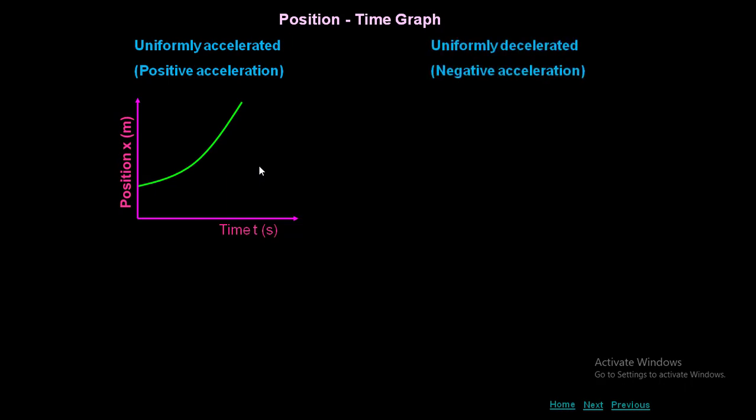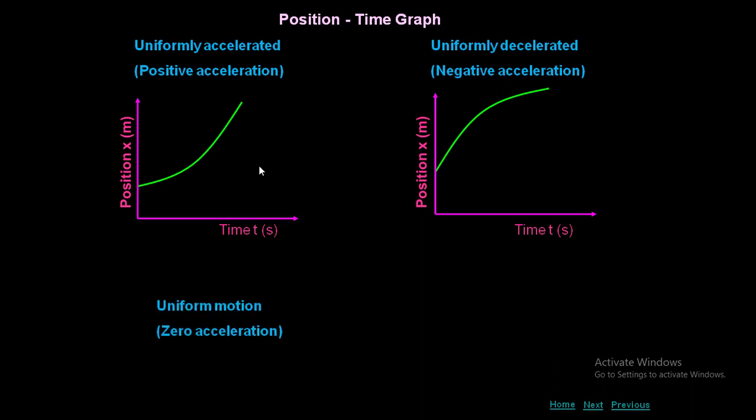Now, to represent a uniformly decelerated or negative acceleration for a body, the position time graph will be like this. Now, if you want to represent uniform motion, that is nothing but zero acceleration. For position time, to represent zero acceleration or uniform motion, the velocity will remain constant. So the graph will be a linear graph, a straight line from a different point. That means it starts from a particular position, but it is moving with uniform velocity.